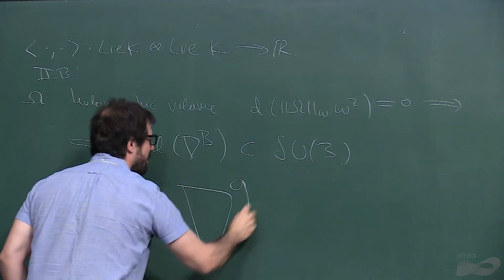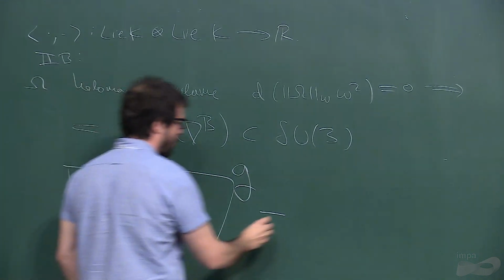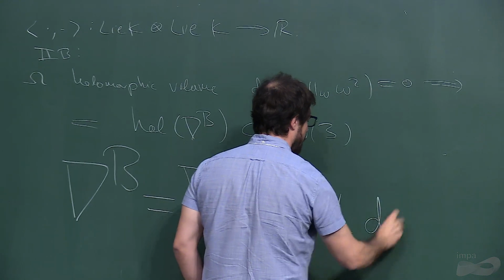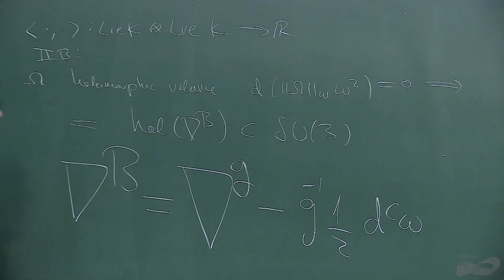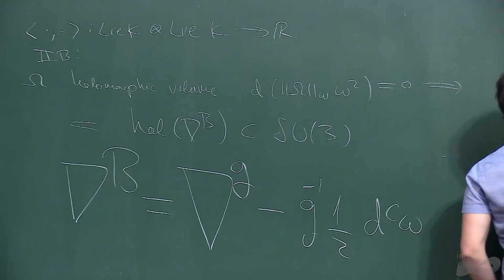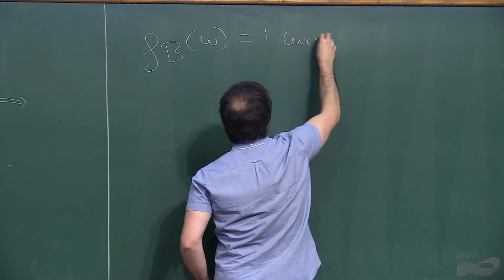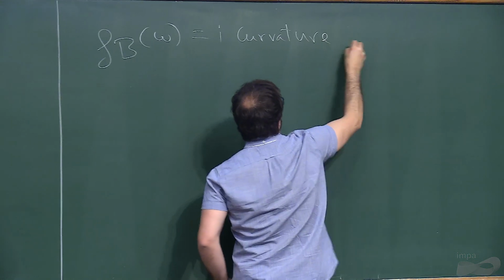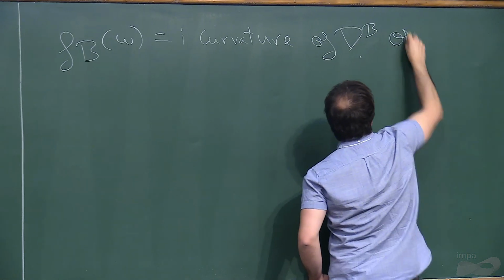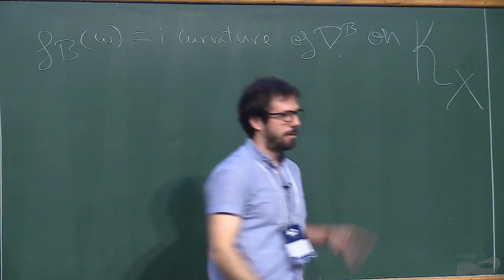The Bismut connection is the Levi-Civita connection of the Hermitian structure minus 1/2 g^{-1} d^c of omega. And this rho^B is i times the curvature of nabla^B on the canonical bundle. Good enough?